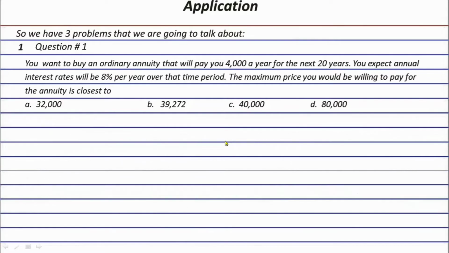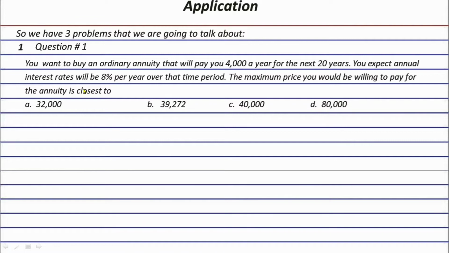So, let's start with question number 1. Okay? In question number 1, you wanted to buy an annuity that will pay you 4,000 a year for the next 20 years. You expect annual interest rates will be 8% per year over that time period. Okay? So, the question is, the maximum price you would be willing to pay for the annuity is closest to? That's a little bit nosebleed, right? So, let's have the simple translation.